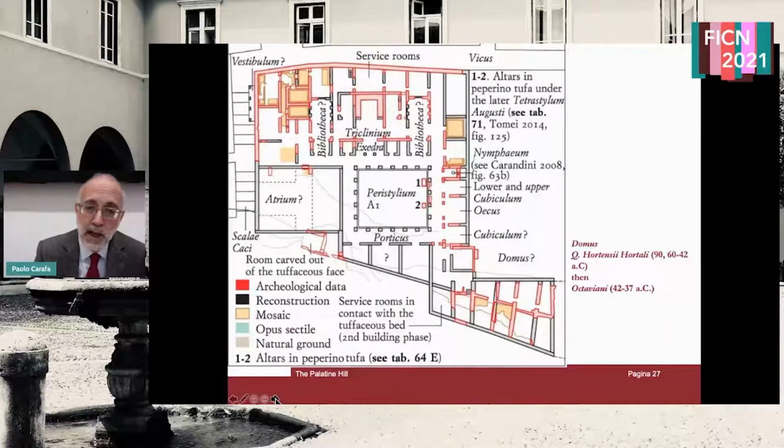We know a lot about this new monument. These are the staircase. This is the place where the memorial is. And this is the previous house Octavian bought from a famous lawyer, Hortensius Hortalus. And it's a typical aristocratic Roman house with an atrium here, a peristyle, and a number of rooms.